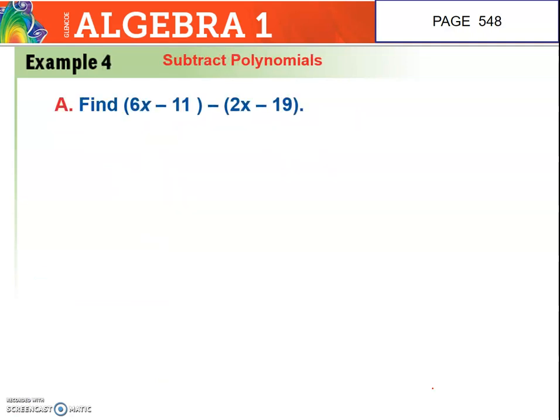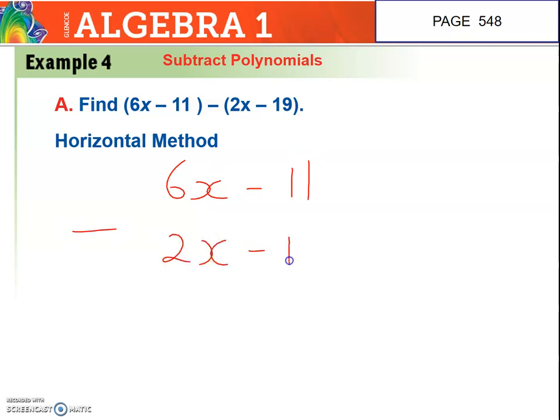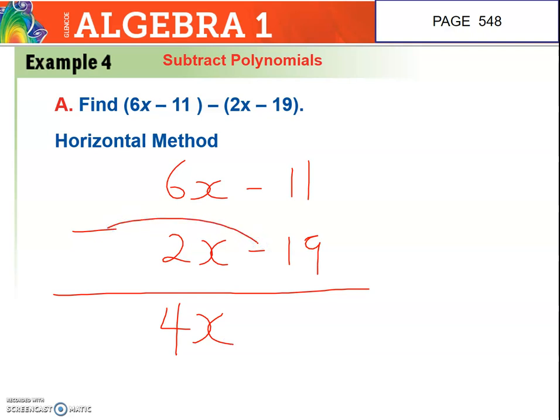So we can continue on page 548. We can solve this question on our own. It is already arranged in a standard form, so we can solve using the horizontal way. So we're going to have 6x minus 11 minus 2x minus 19. Now 6 minus 2 is 4x, and minus 11 minus minus, so this minus and minus becomes plus, so minus 11 plus 19. What are we going to have? It's still the same as 19 minus 11, and it should be positive 8. Good. And that is our answer.